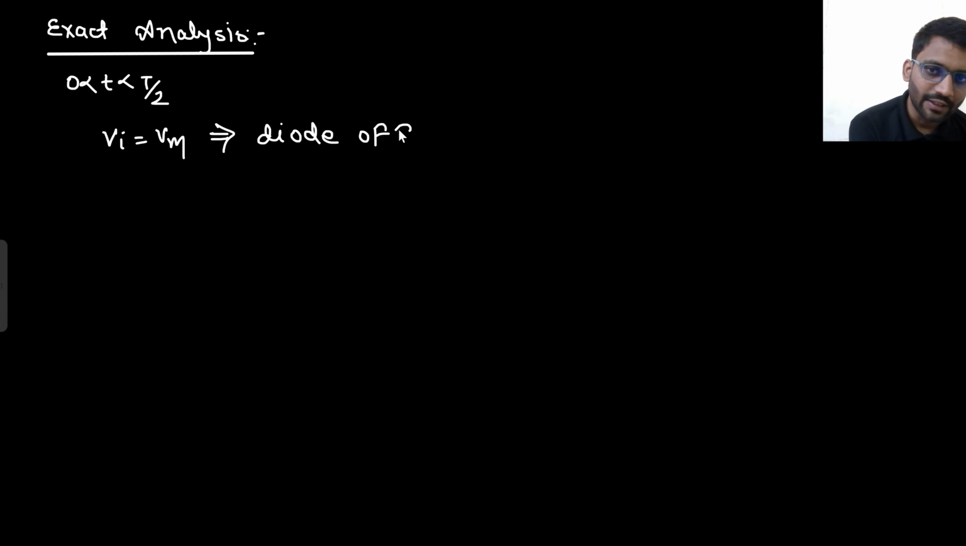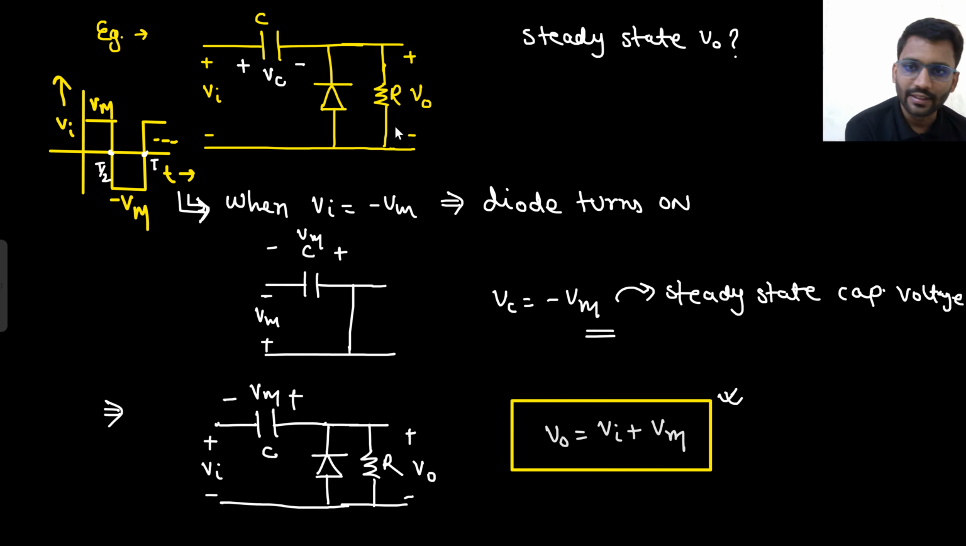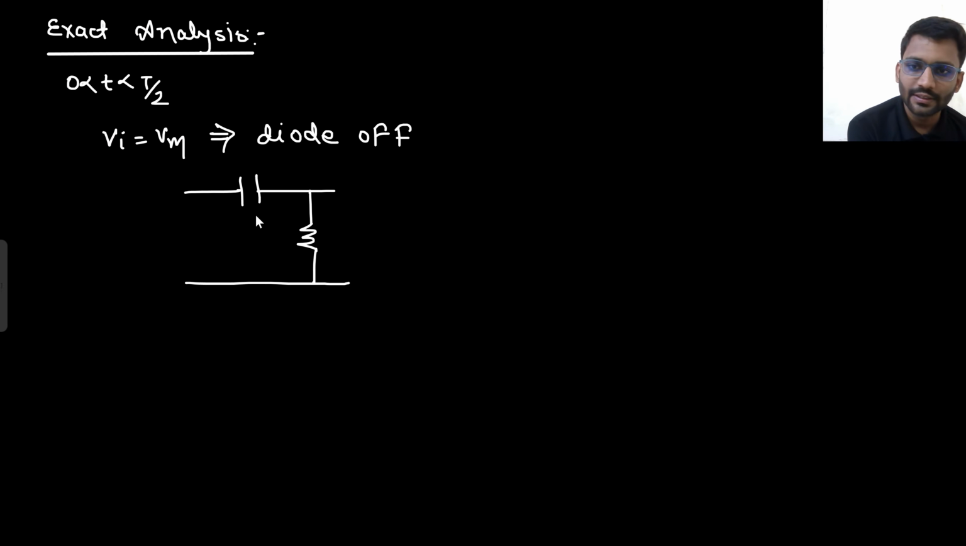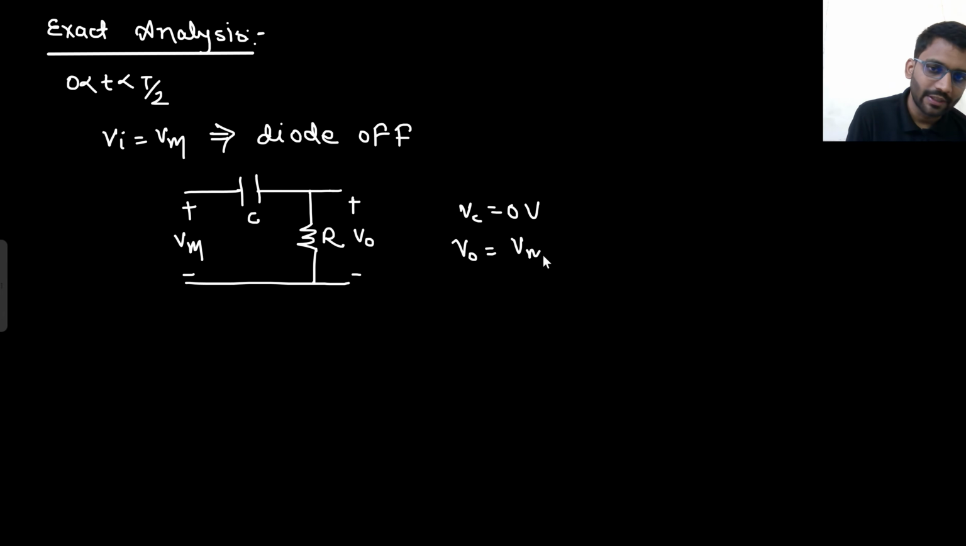And if the diode is off, how will the circuit look? Simply like this. It will be given that RC value is very large. It will be given in the question itself. This is C, this is R. This is plus minus Vm, and this is V naught. So since the RC value is very large, the capacitor will neither charge nor discharge. Nothing will happen. So simply Vc will be 0 volt only and V naught will be plus Vm only.